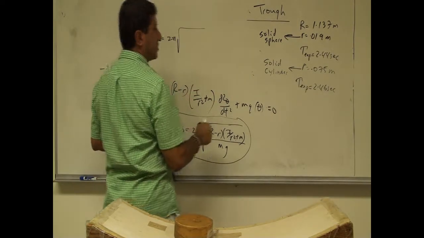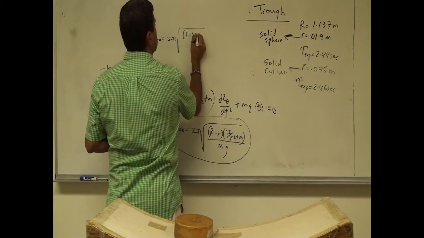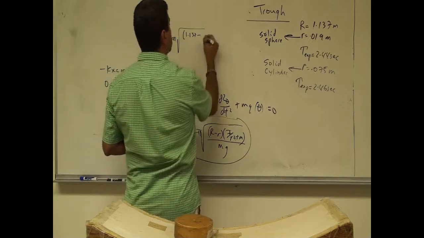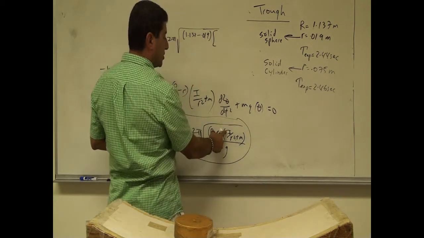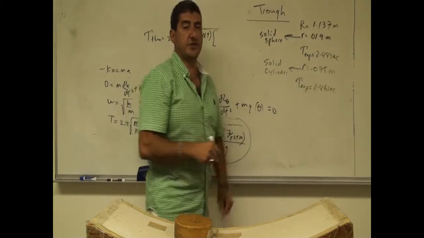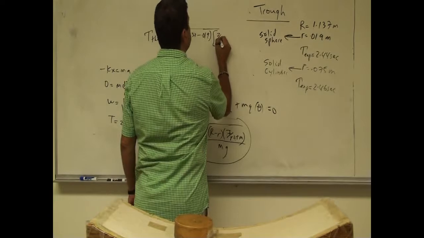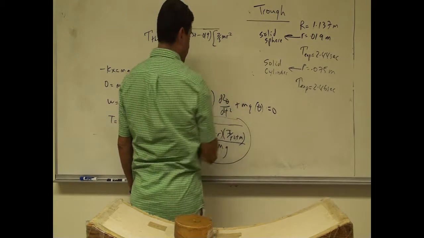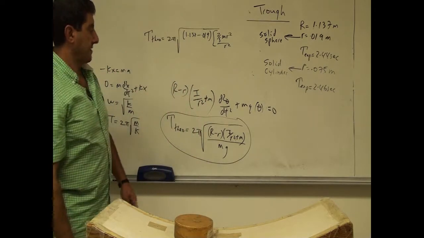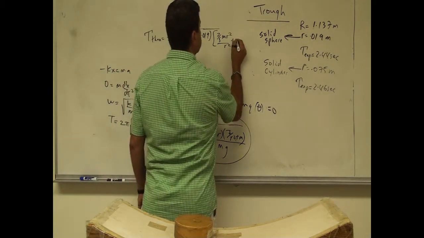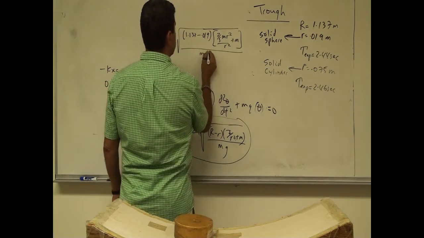So then you're going to have here the big R at 1.137 minus the little r, which is going to be 0.019. Okay, the moment of inertia, well, in the case of a solid sphere, the moment of inertia of a solid sphere is 2/5 mr squared. Then I'm going to divide that by r squared, right? And then plus the mass of the object divided by m times g.